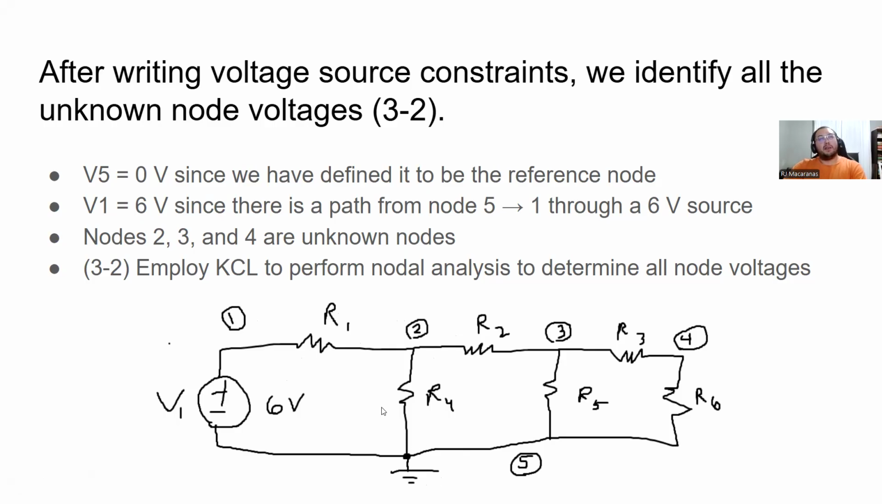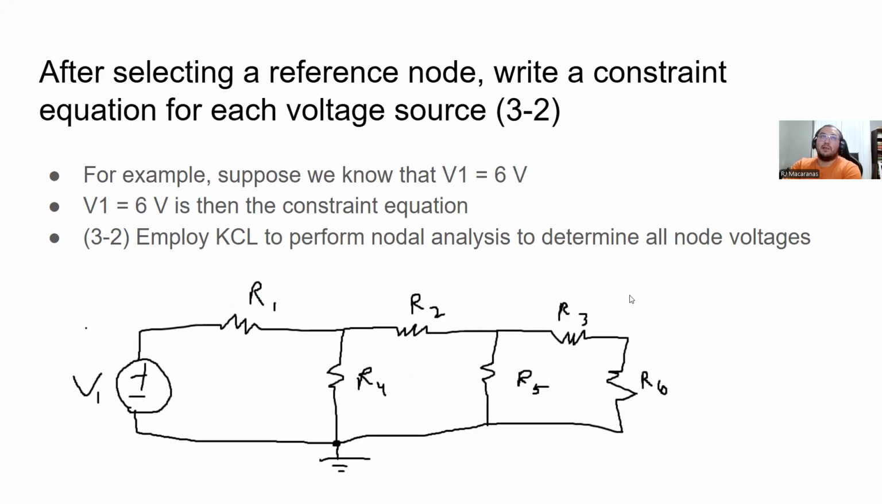In the circuit that I've drawn here, we know that node 5 is 0 volts because that's our reference. We've defined it to be 0 volts. We know that node 1 has a voltage of 6 volts because there's a path from 5 to 1, going up through this voltage source. That leaves us with 2, 3, and 4. Nodes 2, 3, and 4 are all unknown node voltages. We don't really have an equation for them quite yet. And that's the important next step.